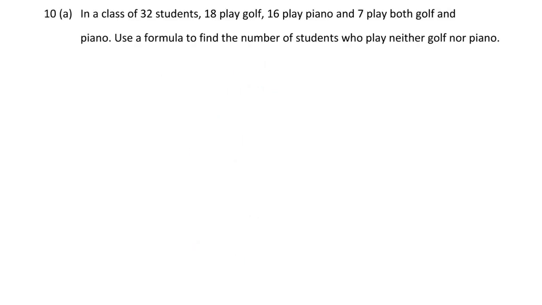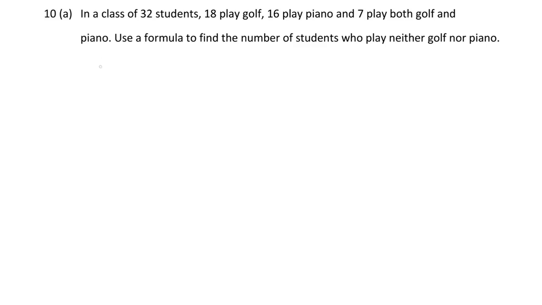Question number 10, part A. In a class of 32 students, 18 play golf, 16 play piano, and 7 play both golf and piano. Use a formula to find the number of students who play neither golf nor piano. So this is a set problem.